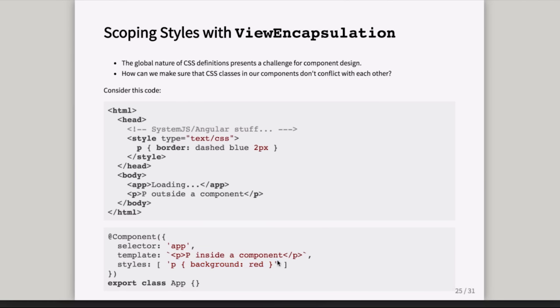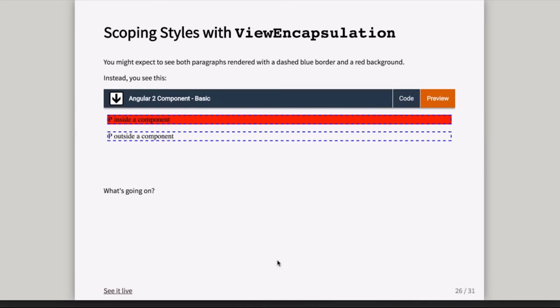You might expect this app to render 2 paragraphs, both with dashed blue borders and both with red backgrounds. However, that's actually not what's happening. This is a live demo of that preceding code. The paragraph element that's inside the component gets both the global styling and the component styling, and the paragraph element that's outside the component only gets the global styling. Well, this is very counterintuitive, right? CSS does not normally work like this. So what's going on?